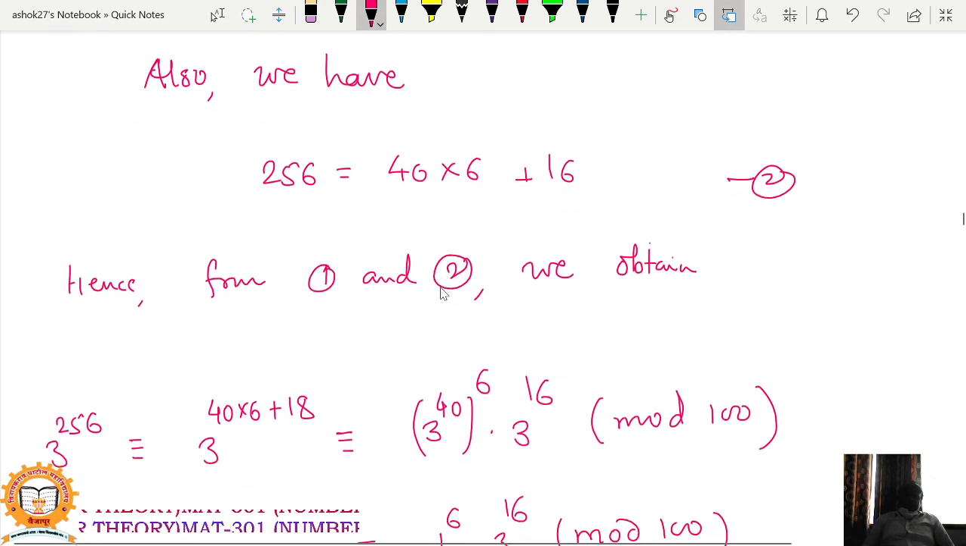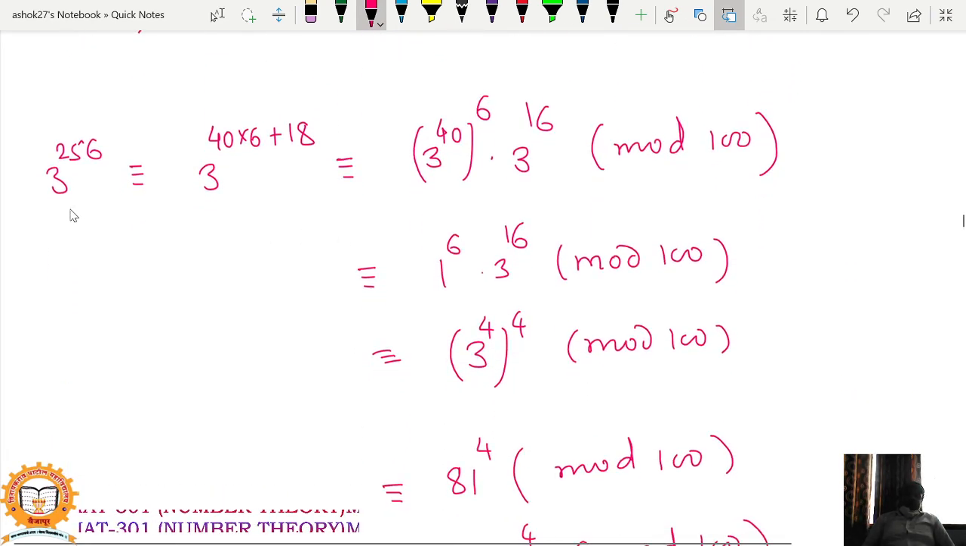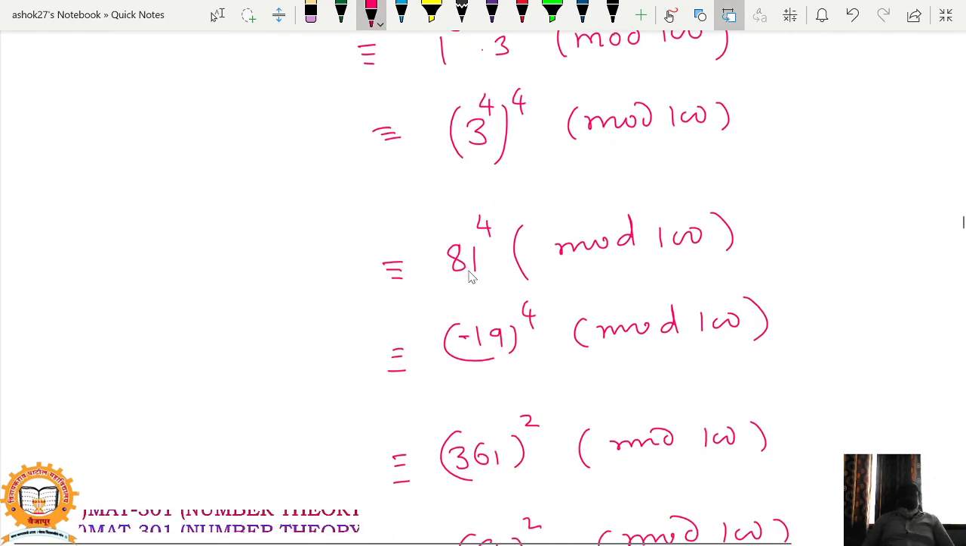So hence from 1 and 2, what can we write? You can write 3 raised to 256 as 3 raised to 40 into 6 plus 16, which is congruent to 3 raised to 40 whole raised to 6 into 3 raised to 16 modulo 100. Again 3 raised to 40 is congruent to 1 modulo 100 from equation number 1. So this is nothing but 1 raised to 6 into 3 raised to 16 modulo 100. So 3 raised to 16 you will write as 3 raised to 4 whole raised to 4 modulo 100. 3 raised to 4 is nothing but 81. So 81 raised to 4 modulo 100.